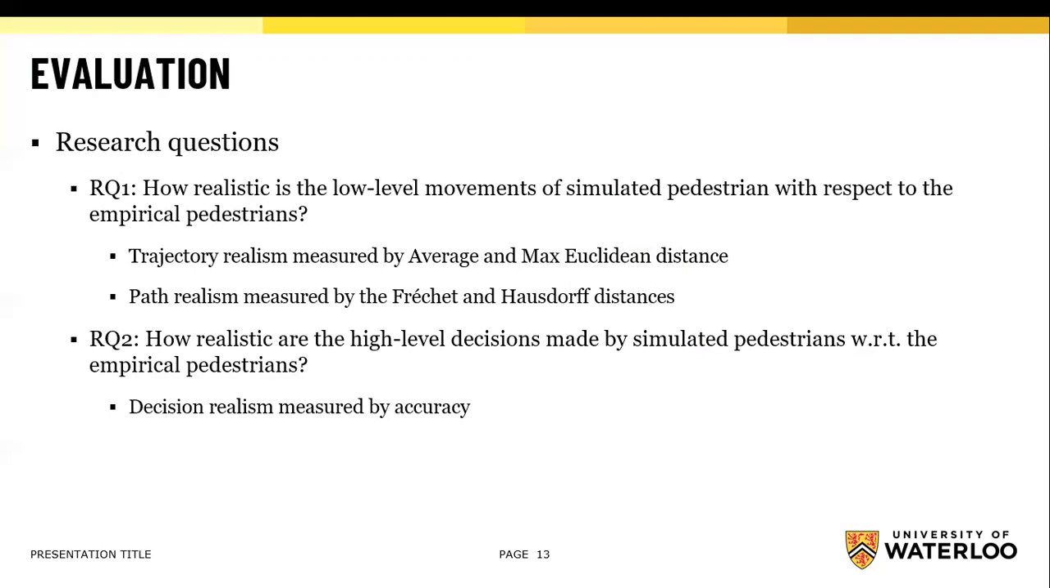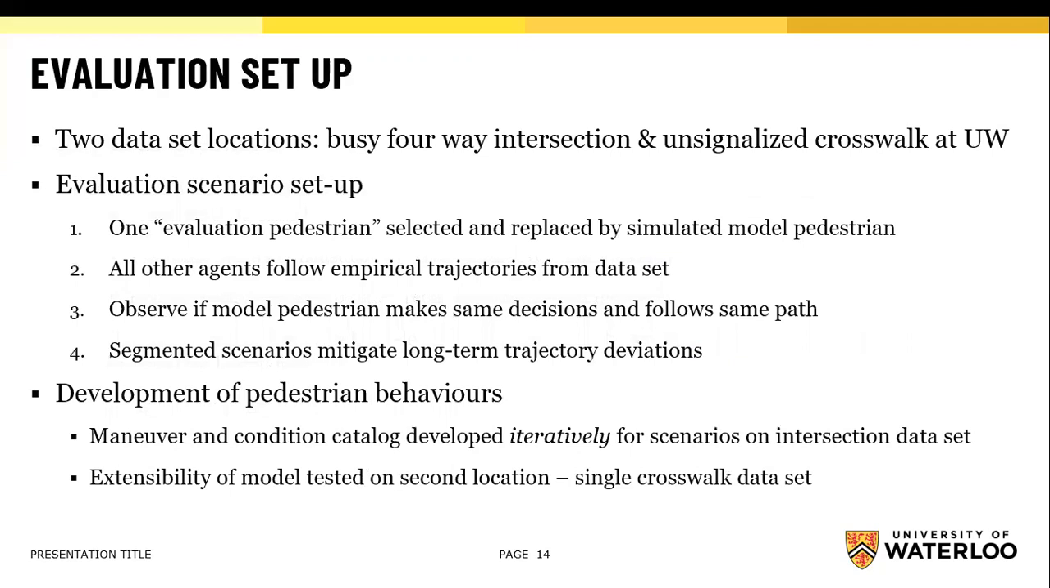So the second research question deals with how realistic are the high-level decisions. And so we just measure this by accuracy. So we need to define a process. Well, first, we evaluate our model on 2 separate dataset locations with different road structures.